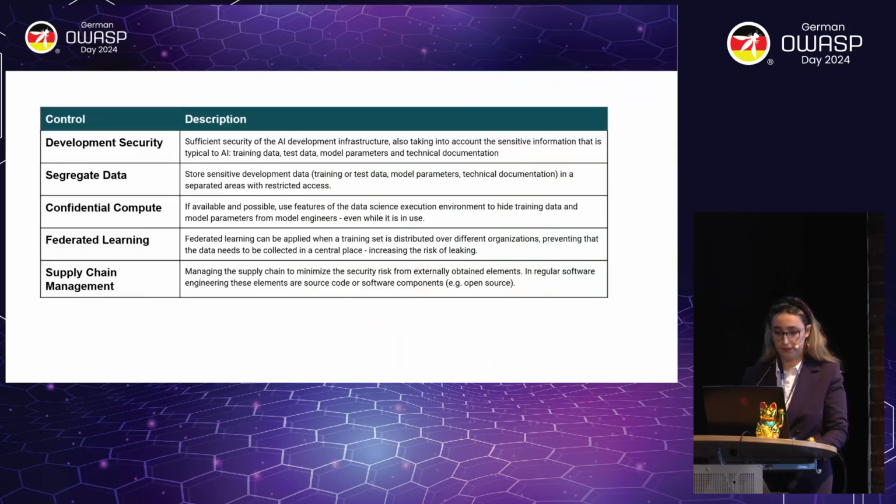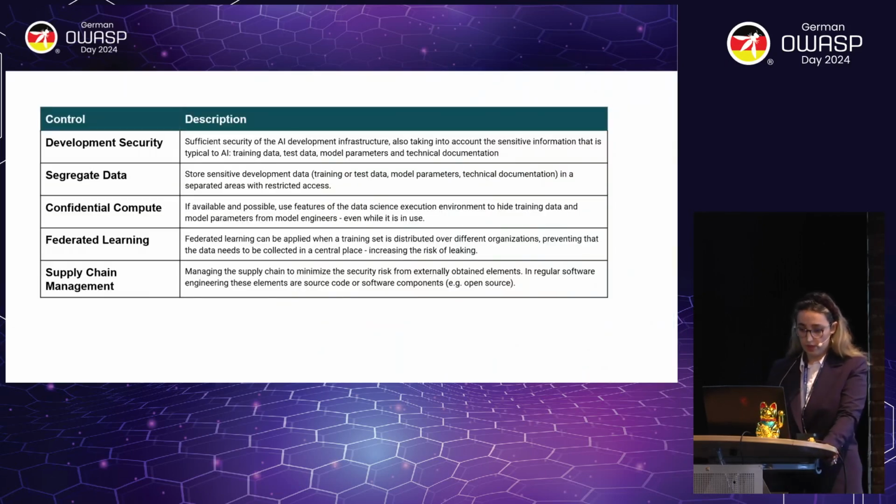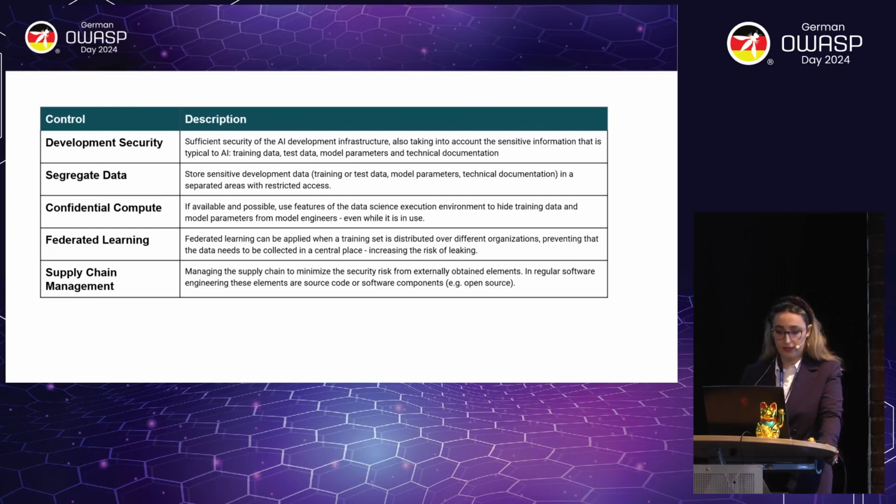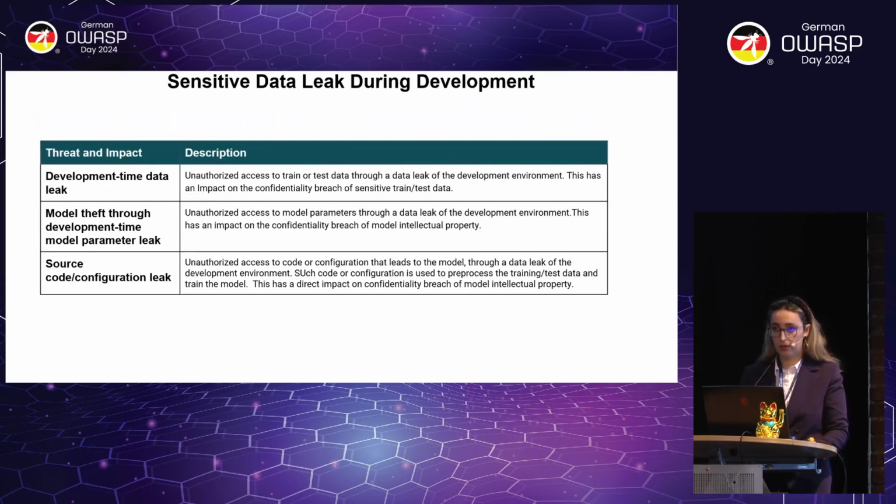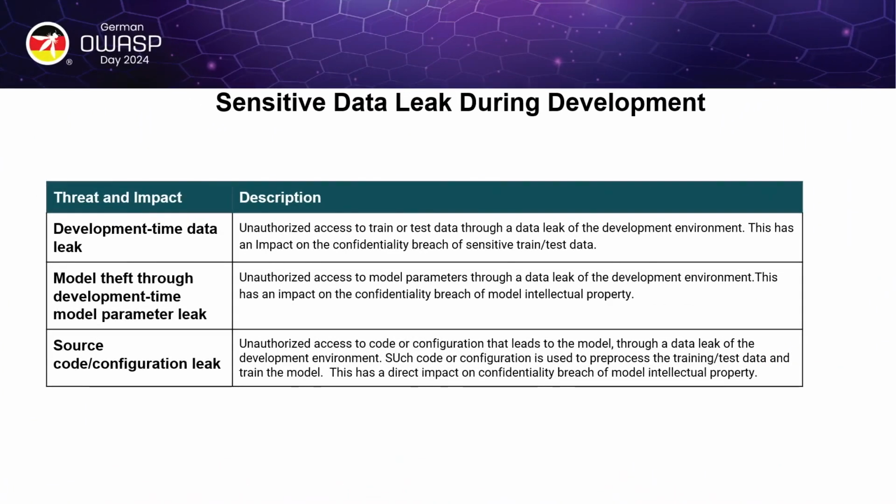Development-time threats. Again, here we have different controls. For example, development security, federated learning, confidential compute. I cannot explain all of them, but you can go to the OWASP AI Exchange, or you can contact the lead and see all the information. Again, here for the sensitive data leak during development, for example, threat and impact. Development-time data leak, model theft through development time, model parameter leak, and for example, unauthorized access to the model parameters through a data leak of the development environment. And this can impact the confidentiality, a breach of the model intellectual property.